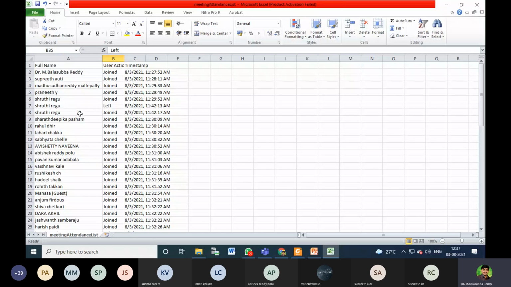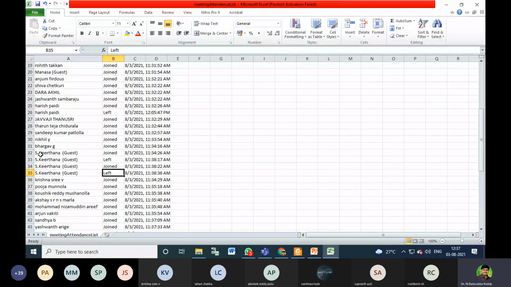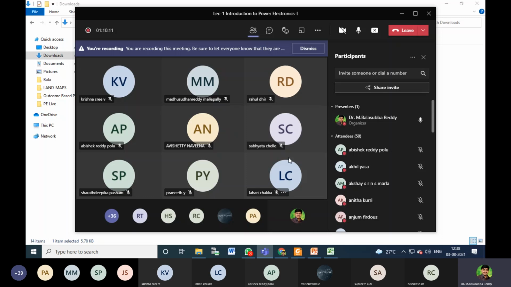So take care of your names. Don't change them. Whatever name you join with, use that. Here you see Kirtana joined as a guest. Try to use your normal college mail ID, and that name will come here. Attendance is based on that name. If the name is slightly changed, it won't match. That's why I will post attendance every day. Just check it. If there is any discrepancy, inform me. I will check and update immediately. If you have any doubt, ask me. Otherwise, you can leave.